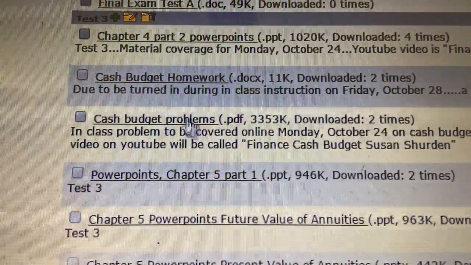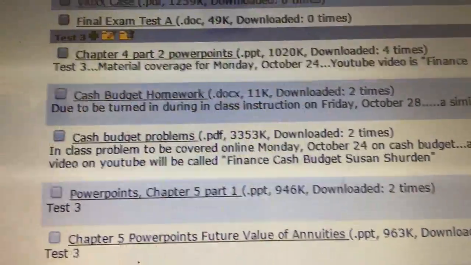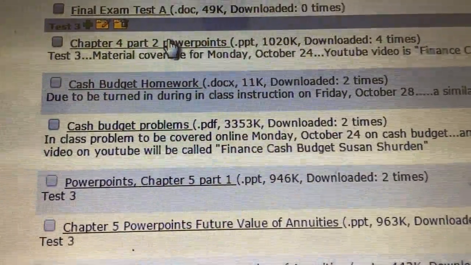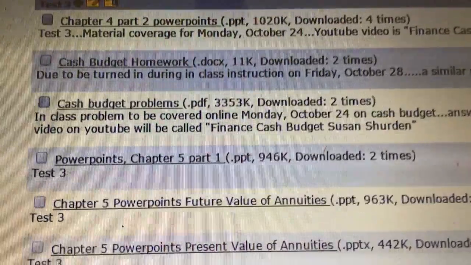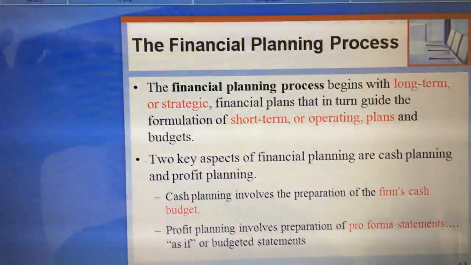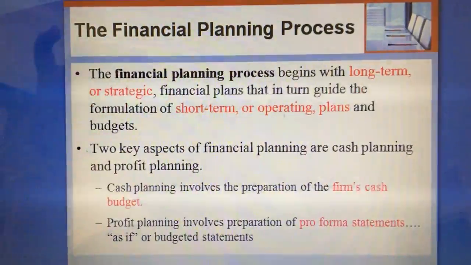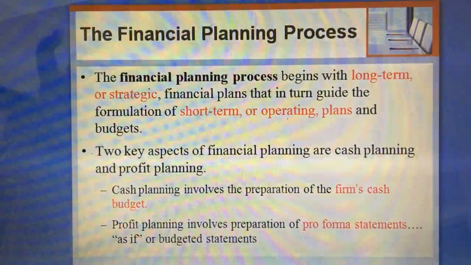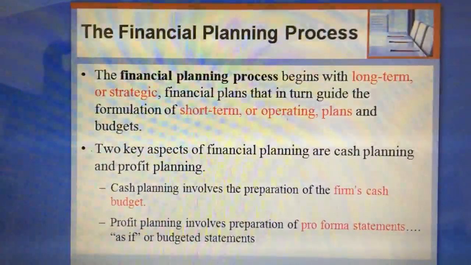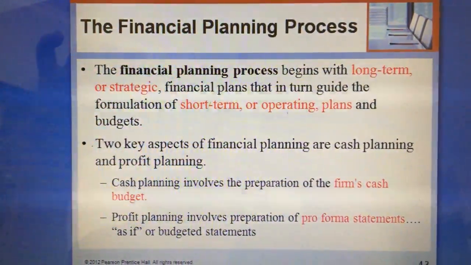Okay, so the first thing I want to do is let's go to the PowerPoints. I already have them pulled up, so if you'll click on your PowerPoints you can follow me on the video. Okay, again, this is Chapter 4, Cash Flow, and I want to talk just a little bit about the financial planning process. Long term is called strategic. You need to know some of this terminology for Test 3. Short term is called operating.